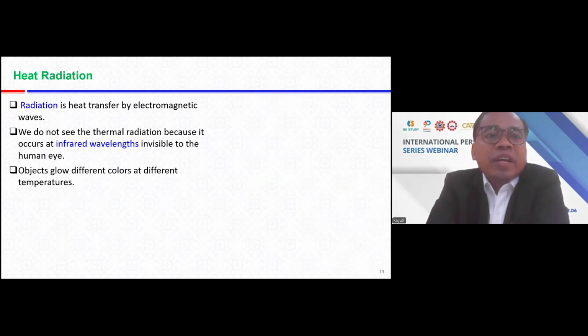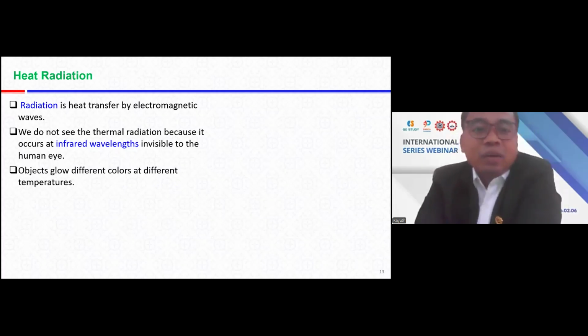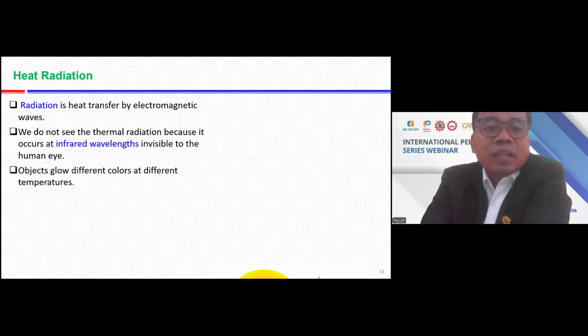What is heat radiation? Heat radiation means heat transfer by electromagnetic waves. We cannot see the thermal radiation because it occurs at infrared wavelengths, which are invisible to human eyes. Objects show different colors depending on their temperature.